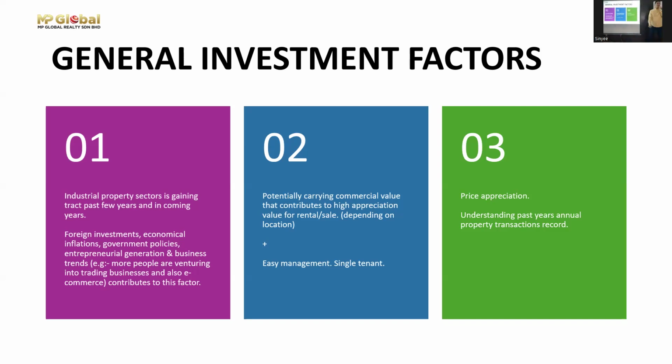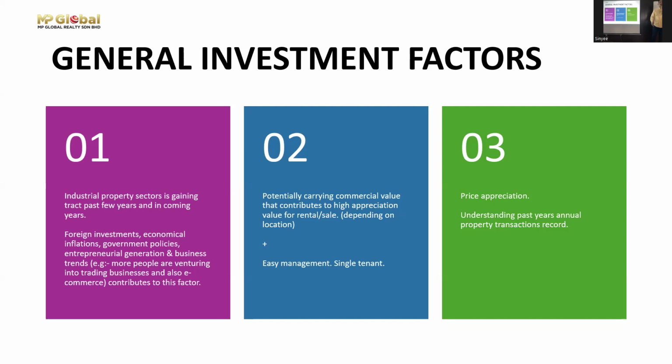Basically, for the past few years, industrial factory property transactions in Malaysia are actually gaining trend. I'll show you data after this slide. Number two, industrial is actually able to carry commercial value. So the price appreciation is there, especially for those factory units that carry a commercial value. Like for example, you will be able to see in the market some factory areas immediately turned into cafes and restaurants.